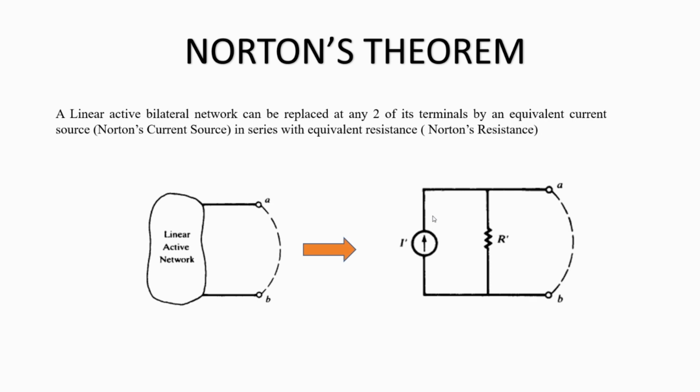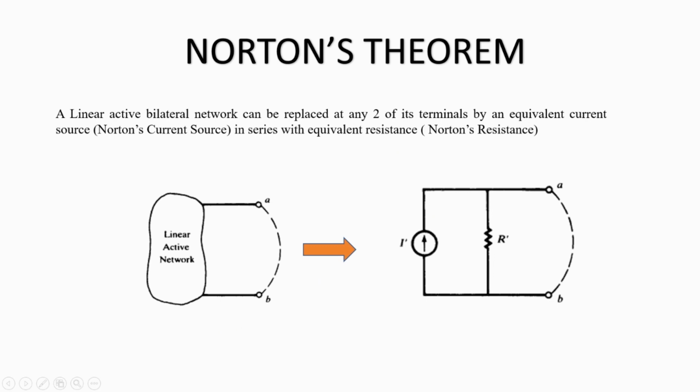If we have a linear active bilateral network, it can be replaced at any two of its terminals by an equivalent current source in parallel with an equivalent resistance, whereby the current source is called the Norton's current source and the resistance is the Norton's resistance.